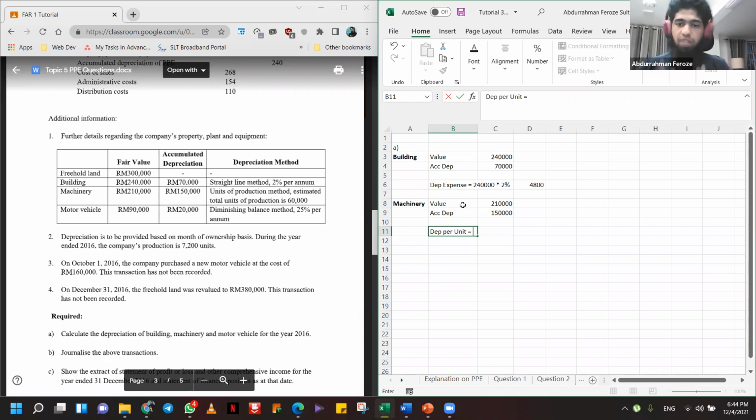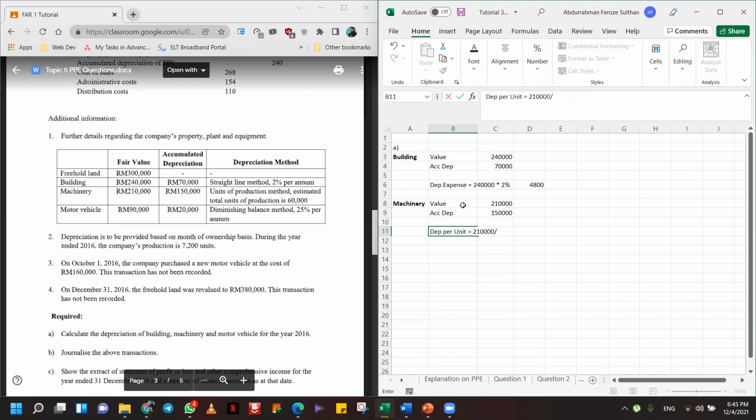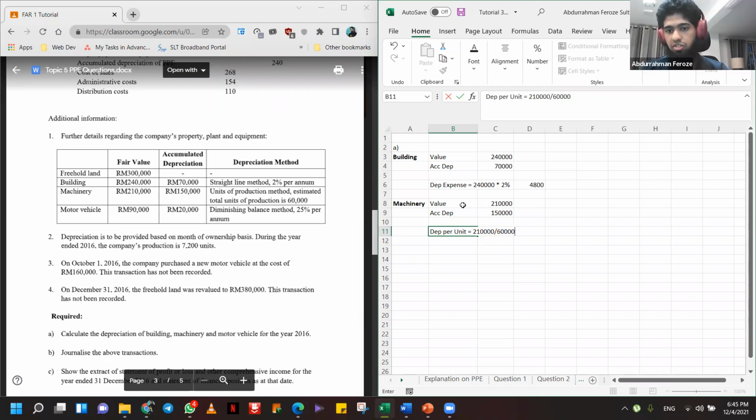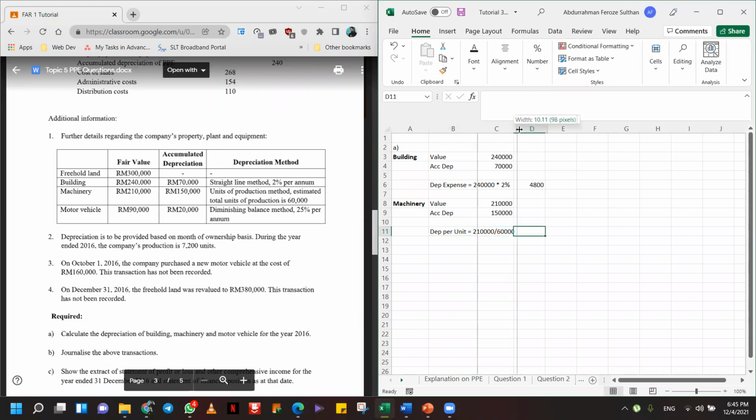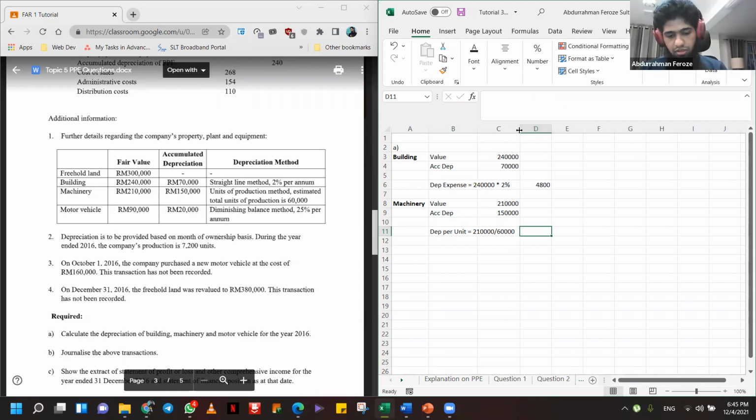But the formula is simple. You have cost divided by total units of production. So here, the cost or the value is 210,000 divided by 60,000, which is the total units of production. And how much is this? 210,000 divided by 60,000 is 3.5 ringgit per unit. So for every unit produced, 3.5 ringgit is depreciated from the machinery. Okay, that is the explanation for depreciation per unit.